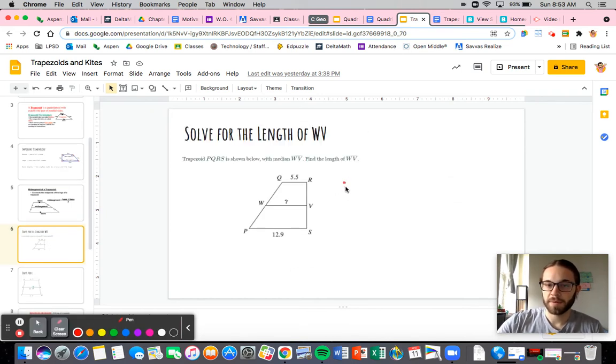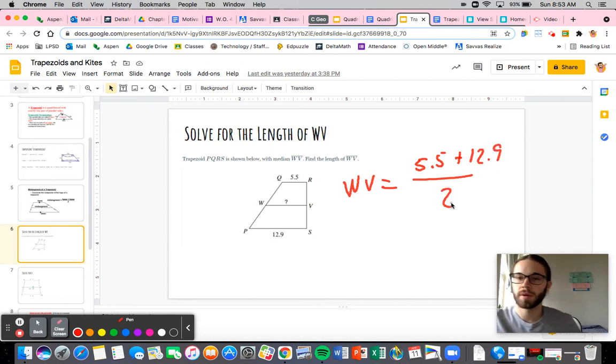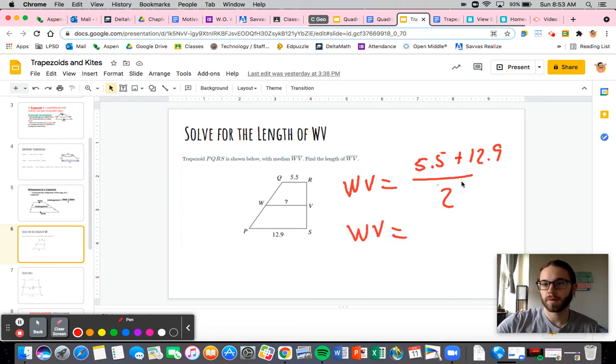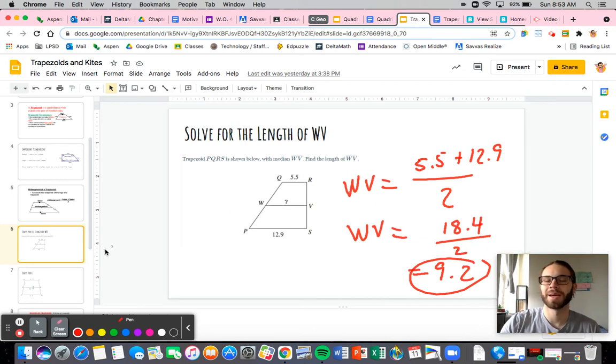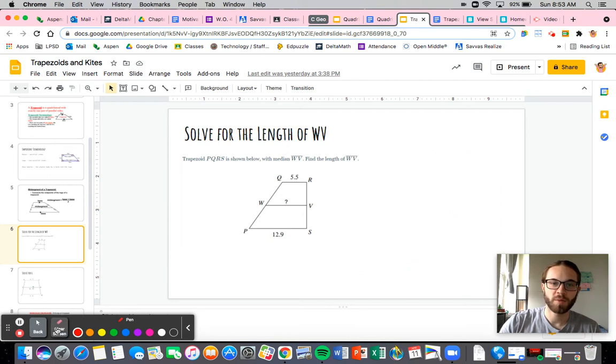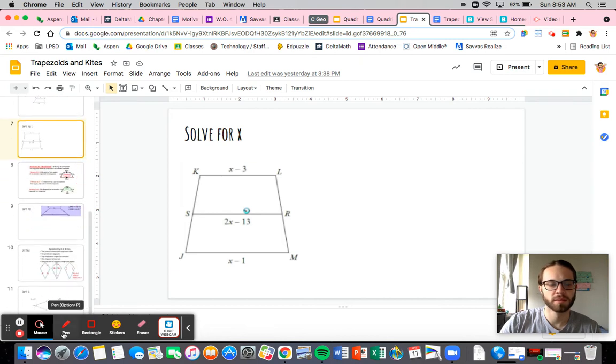All right, so for example, if I'm trying to find WV, that is equal to 5.5 plus 12.9 over 2. What does that end up being? Well, that makes WV equal to 18.4 divided by 2, which is 9.2. So the length of WV is 9.2 using the midsegment property. You might also hear the word median. I personally use midsegment, but for whatever reason, there's not a consensus on this.